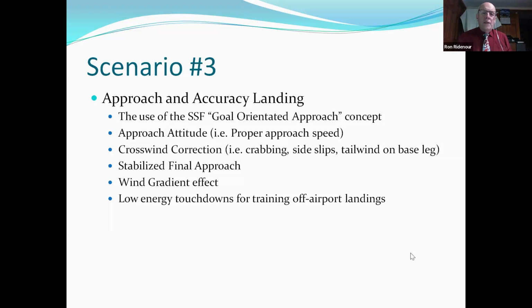But more importantly, you want to teach the proper approach attitude to attain that speed, versus looking at the airspeed indicator all the time while you're on the approach. If you're looking at the airspeed indicator, you're looking at the wrong spot. You need to be looking out ahead, and Bird will tell you this. The approach attitude is out ahead of the glider.